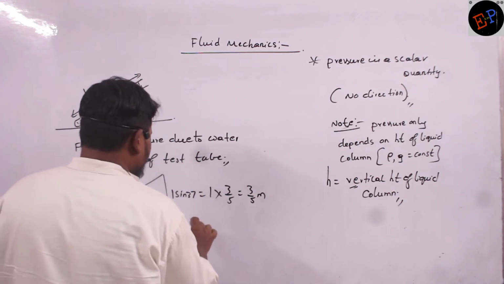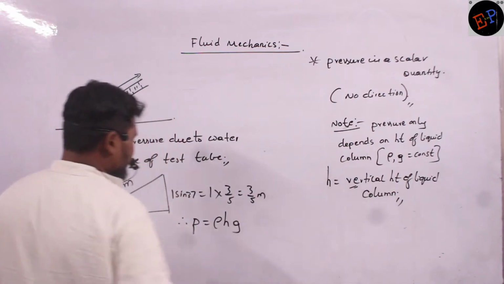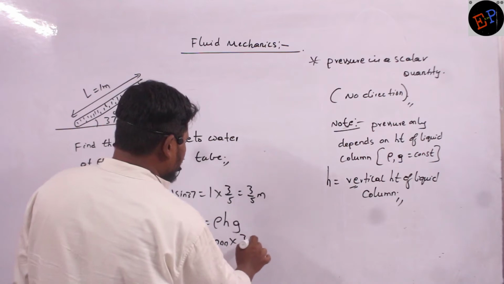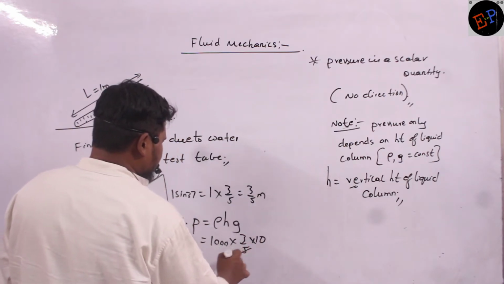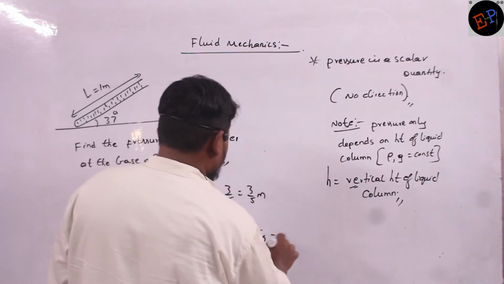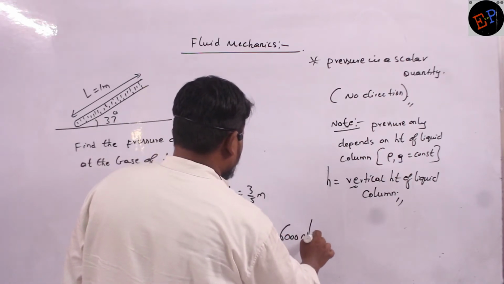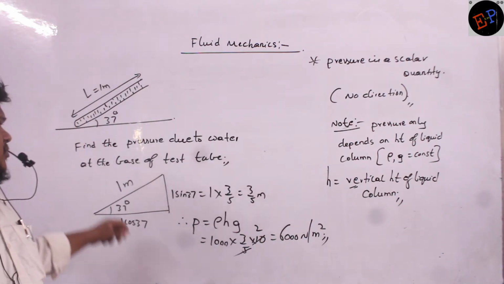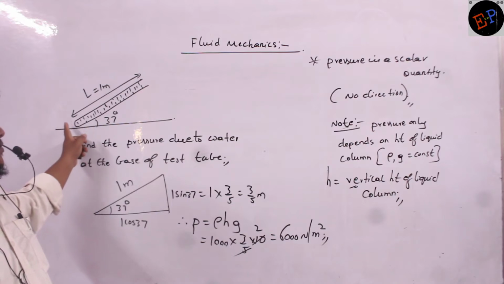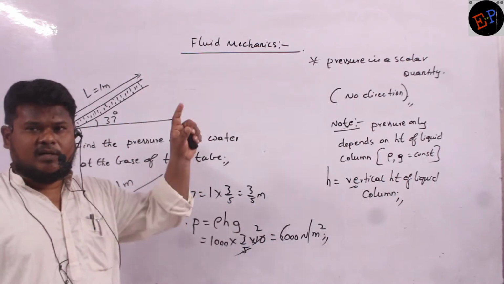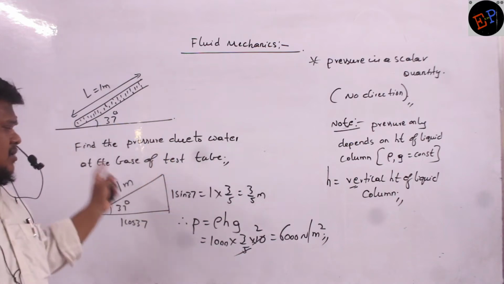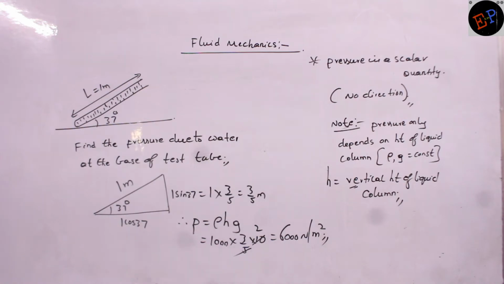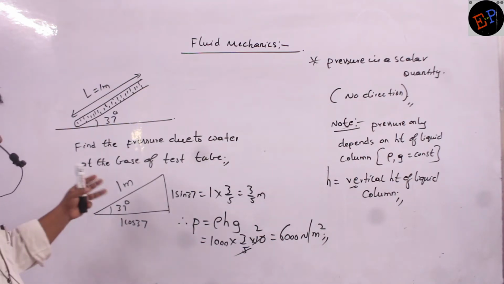So how can I calculate the pressure? Pressure is equal to rho h g. Already we have calculated, no? So the density of water is 1000, the height of the liquid column is 3 by 5 meter, and the g value is 10. So 5 ones are 5, 5 twos are 10, giving 6,000 Newton per meter square. So this is the pressure due to the liquid column on the base of the container because of this 3/5 vertical height of the liquid column. Total height we are not concerned with, we are concerned only about the vertical height itself. So this is called the equation of pressure.